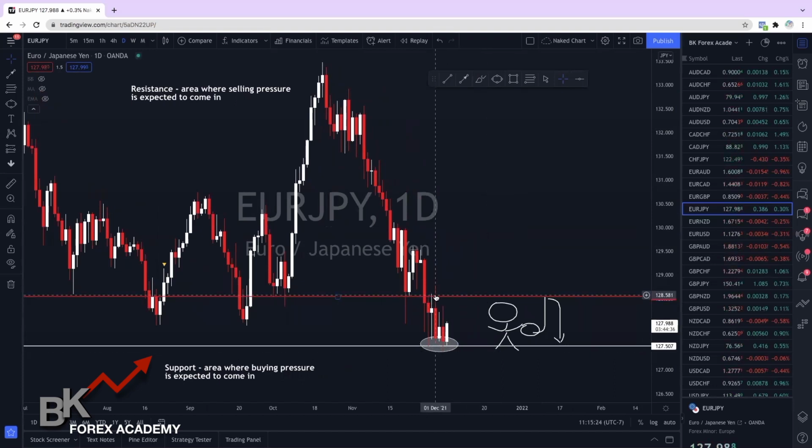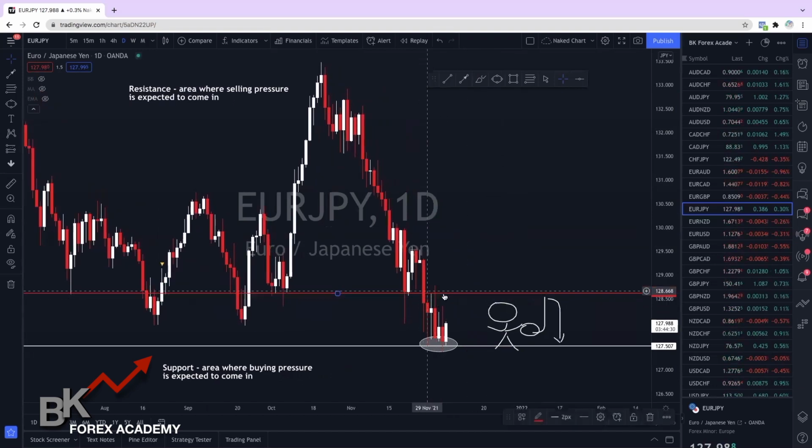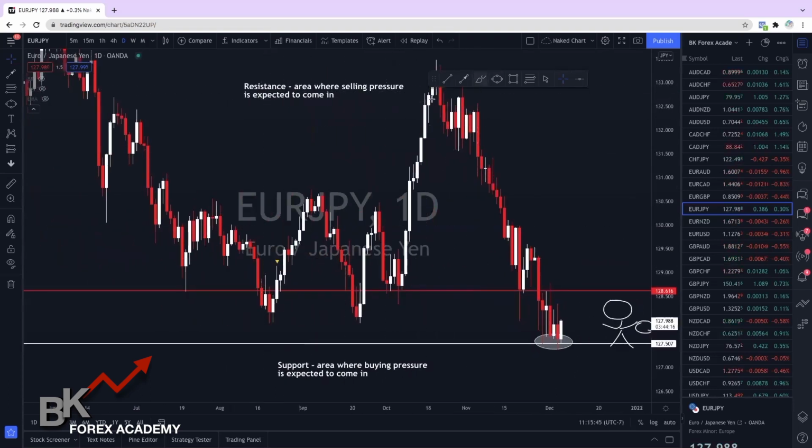You know that resistance is an area where we expect selling pressure to come in. So now that we've identified this as an area of resistance, keep in mind this: support usually becomes future resistance. Resistance usually can become future support. All right, so look here. Look where you had this area of support and it bounced up. Hold on one second. So you have your support and it bounced up.